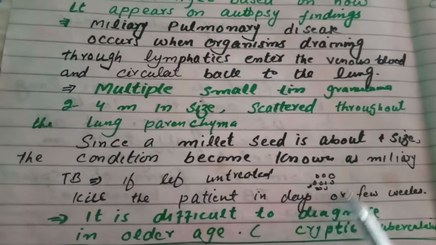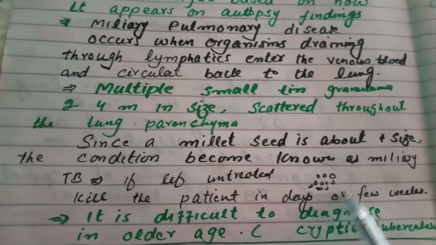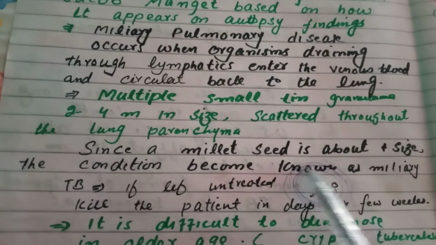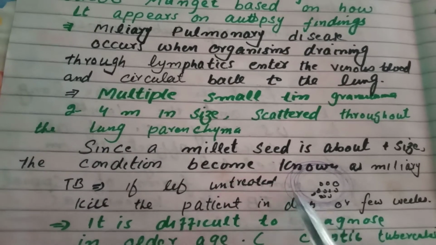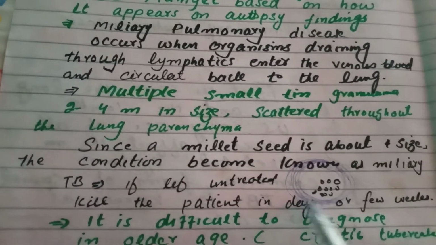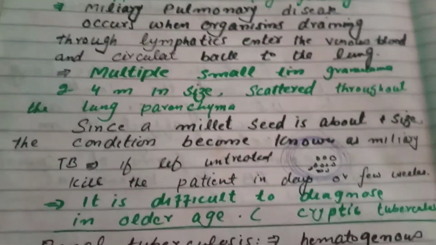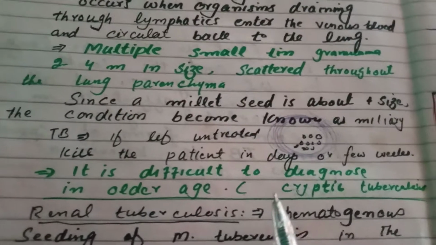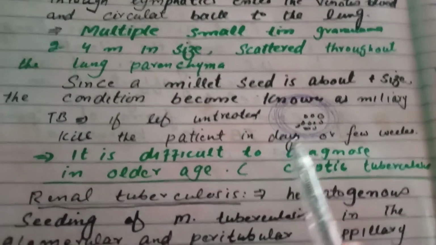This is a millet seed. When you observe the lungs of the patient, it looks like someone has put millet seeds in the lung. Therefore, it is called miliary tuberculosis. It is difficult to diagnose in older age, therefore it is also called cryptic tuberculosis.